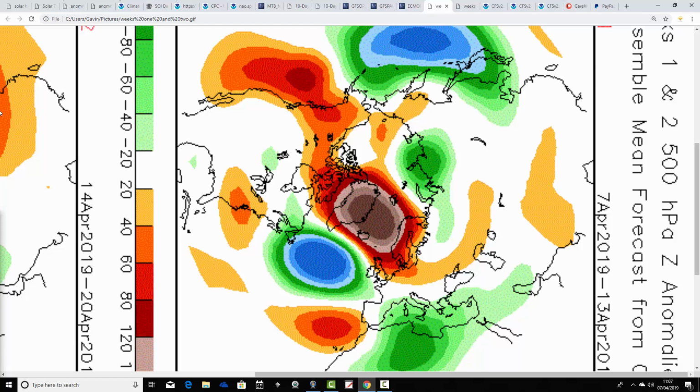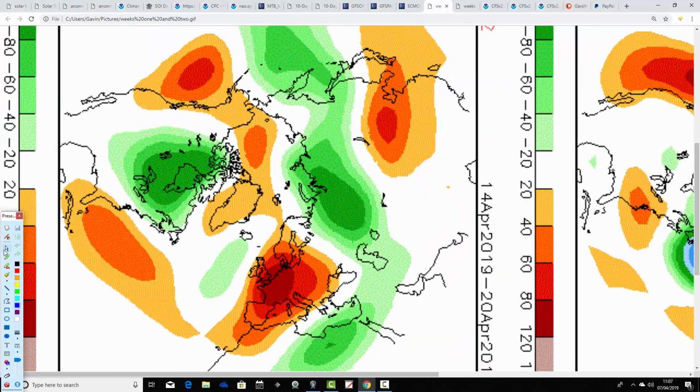These are 500 millibar heights broken down into week periods. The first week period is taken from the 7th to the 13th of April. The coming week we'll have low pressure out to the west southwest of the UK. It'll have high pressure blocking to our north and northeast. We'll be bringing in an easterly wind with a wind flow rather like that in the week ahead.